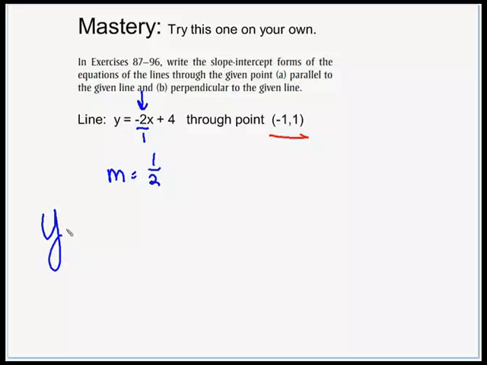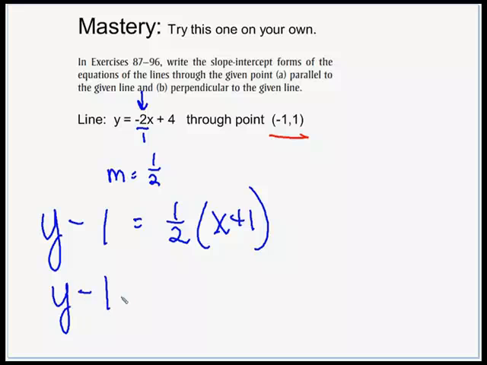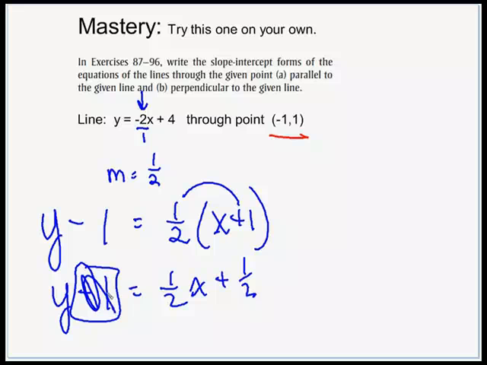So y minus 1 equals m, 1/2, times x minus -1, which turns into a +1. Distribute the 1/2, 1/2 x plus 1/2. And then we're going to add 1 to both sides. We're going to add 1 here, that's gone, and we're going to add 1 here, and let's call that 2/2. So y equals 1/2 x plus 3/2. There we go, perpendicular to the given line through the given point.